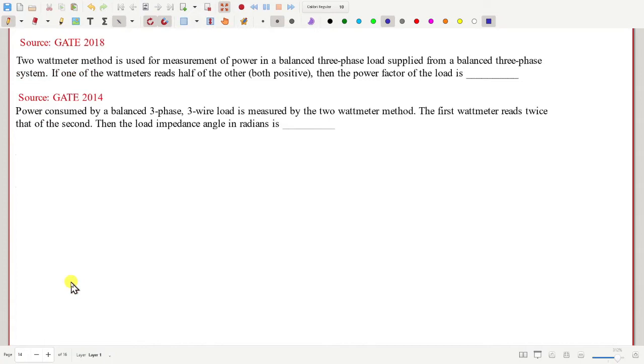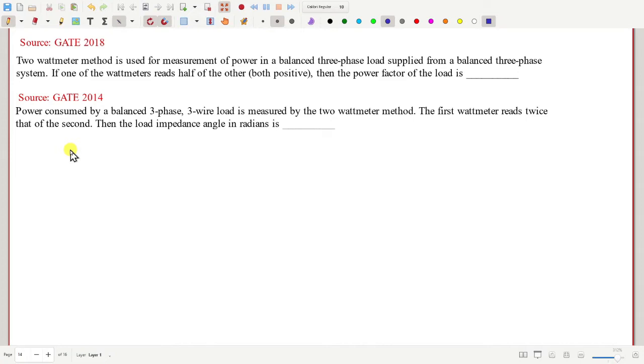So here is another question, and these two questions are actually the same. The first one says that while using the 2 wattmeter method for measuring three-phase power, it is found that one wattmeter reads half of the other one and both positive. How much is the power factor? The second question says that one wattmeter reads twice of the second. How much is the power factor? So it's the same. One reads half of the other, or the other reads twice of the former.